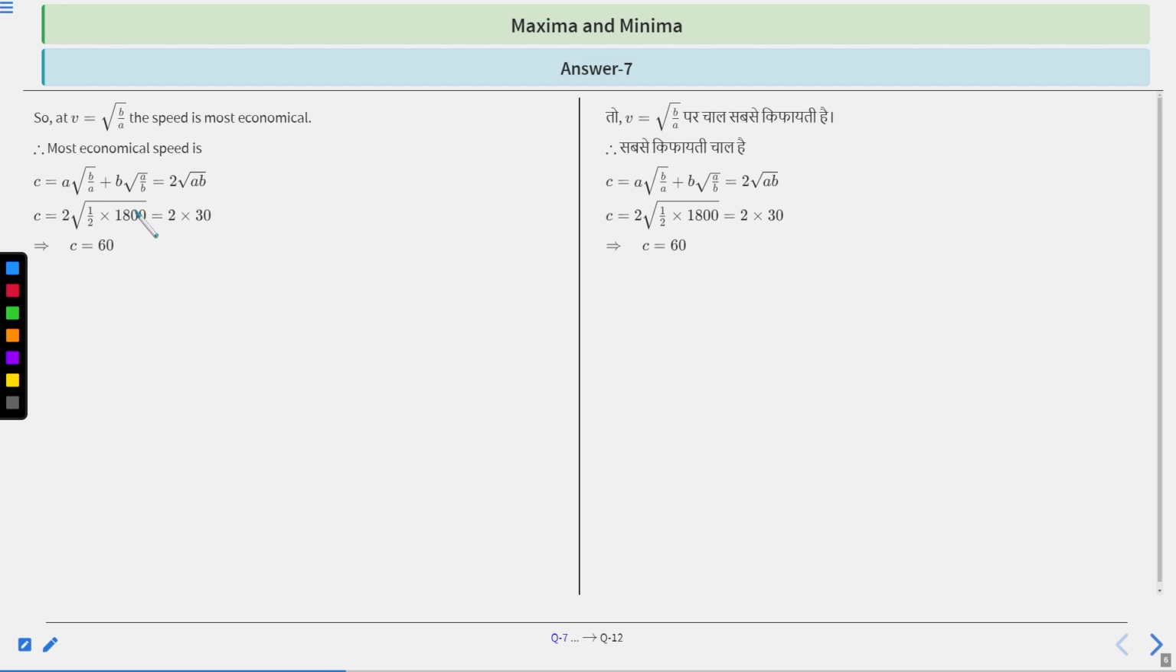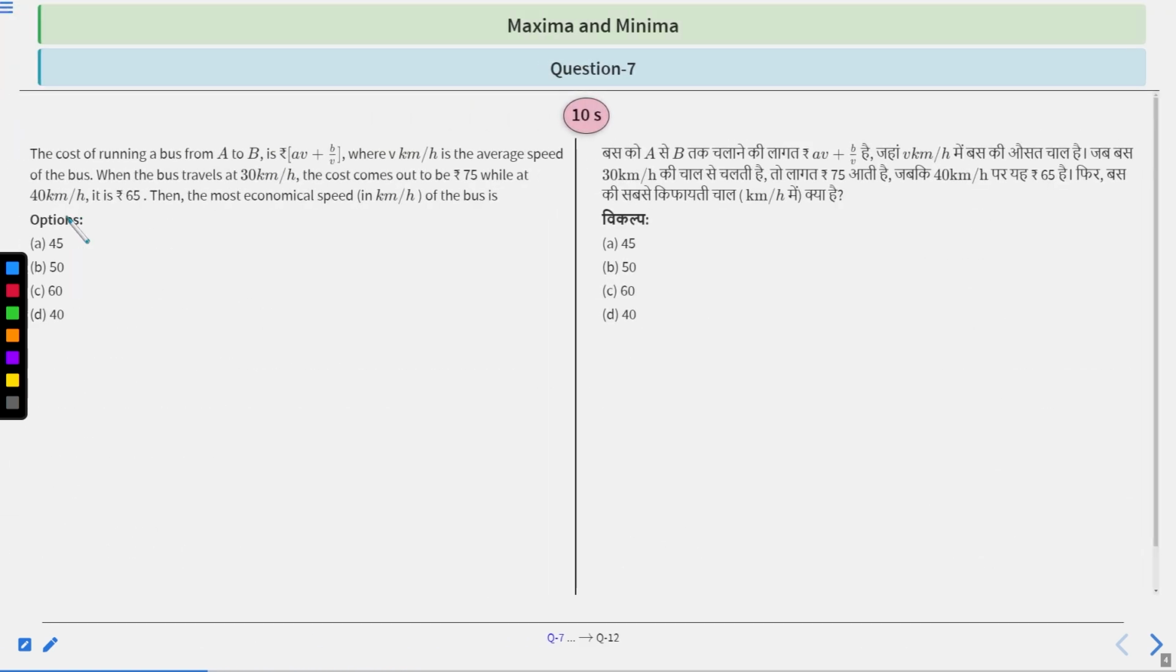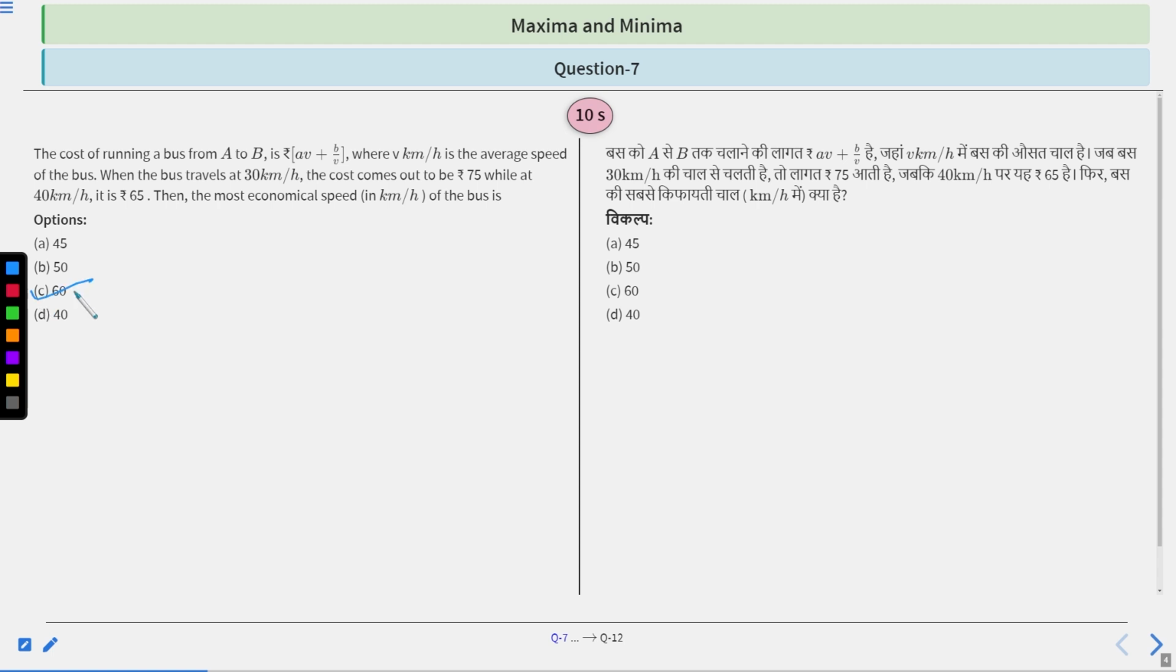So let's put the value of A and B. Therefore, C is equal to 2 root over A, which is 1 by 2, and B is equal to 1800, right? So C is equal to 2 root over 1 by 2 into 1800, which is equal to 2 into 30. Therefore, C will be equal to 60. Clear? So I think option C, 60, is the right choice. Got it?